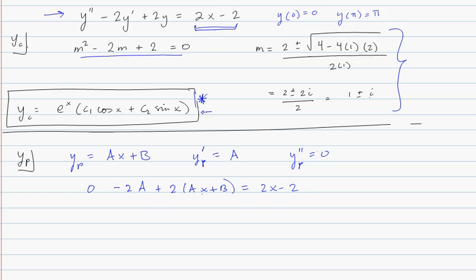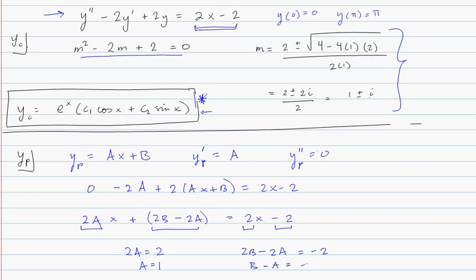So let's see, I'm going to take all the coefficients of x, and that's 2a times x, and then all the constants. So that's 2b minus 2a. Those are the constants. And that has to be 2x minus 2. So the coefficients of x must be equal, so 2a must be equal to 2, or a is 1. And the constant must be equal on both sides. So I get 2b minus 2a equals minus 2. So that b minus a is equal to minus 1.